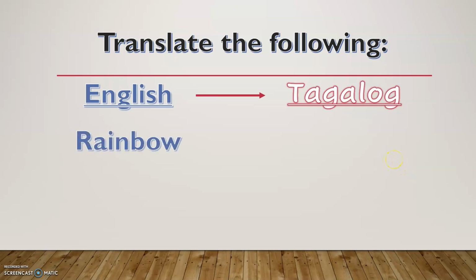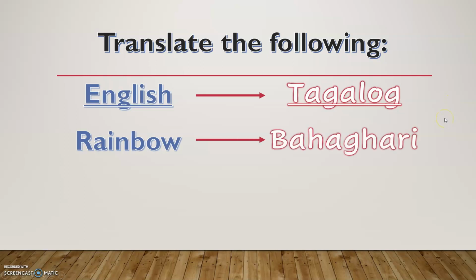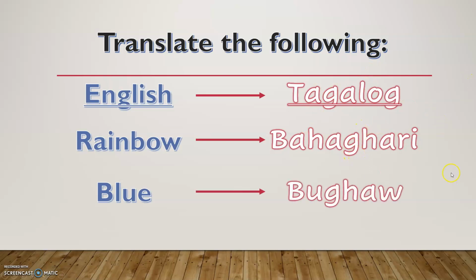First is rainbow. What do you think is the Tagalog word for rainbow? Very good. It is bahaghari. Okay, very good. How about the word blue? The word blue in Tagalog is bughaw. Okay, very good for those who got the correct answer.